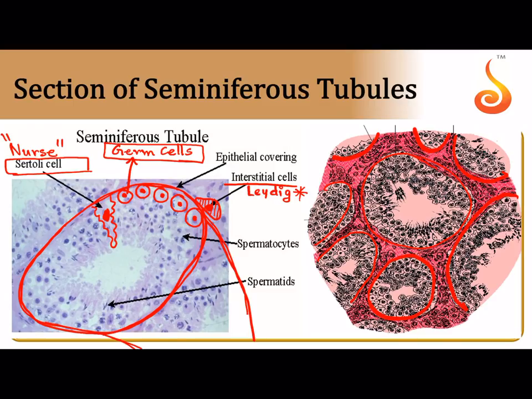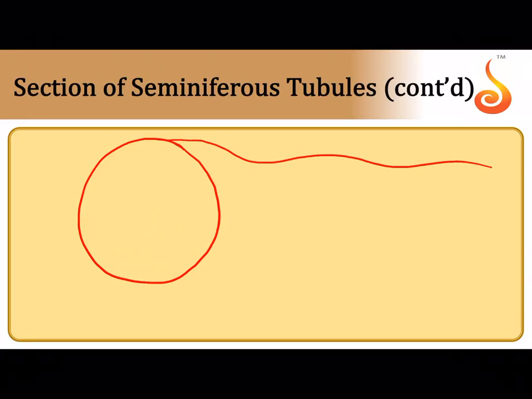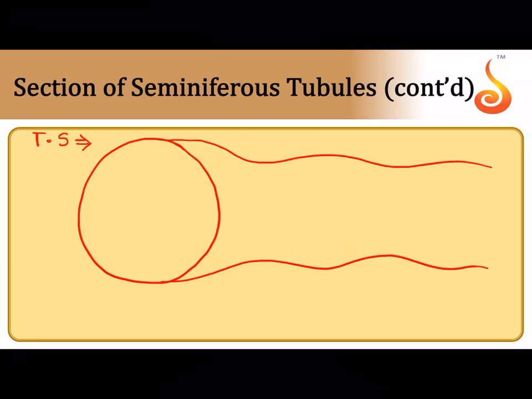So the sectional view is something very important. Now I will be showing you in the next slide, in a simple way, how to represent the sectional view of the seminiferous tubule. Let's move on to the next slide. Here, imagine this is the cut portion of the seminiferous tubule. Since it's a tube, I'm showing it as a cylinder like this. You can imagine it's a cylinder and you have taken a transverse section of this cylindrical tube, and because you have taken a transverse section, it has a circular outline.